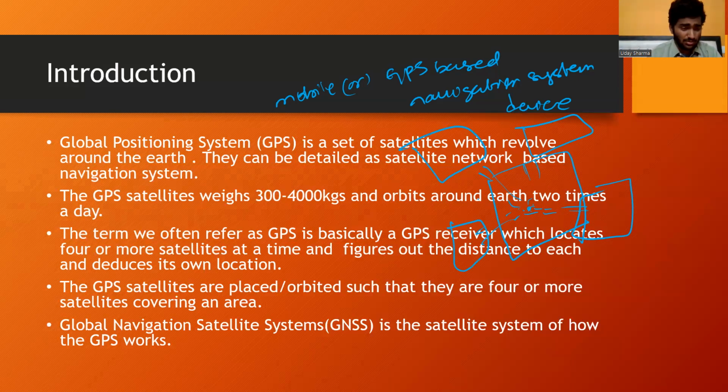The GNSS, or Global Navigation Satellite System, is what we call this group of satellite systems. The GNSS is a satellite system on which the GPS works.